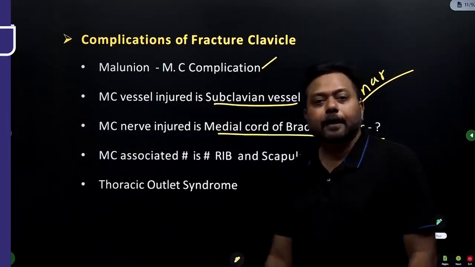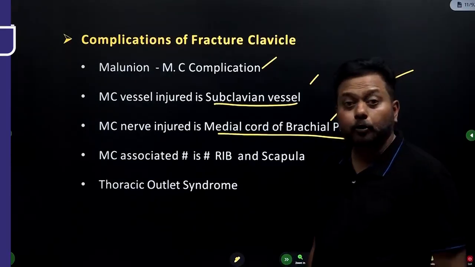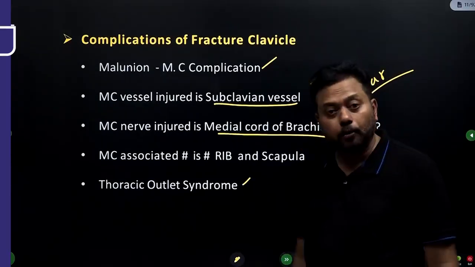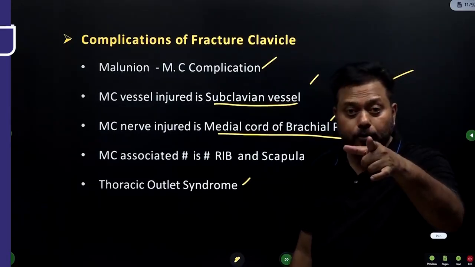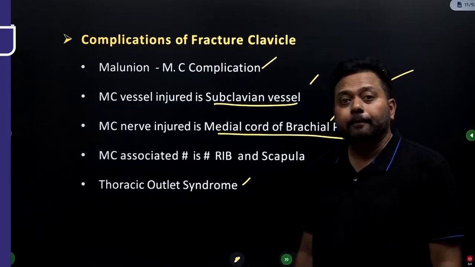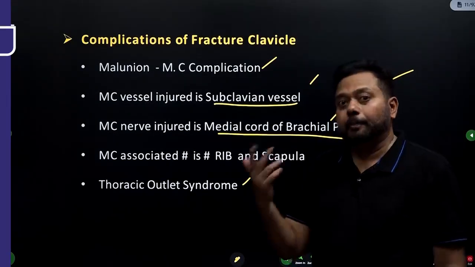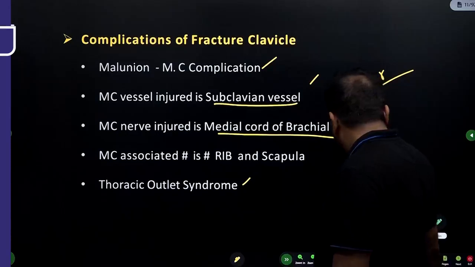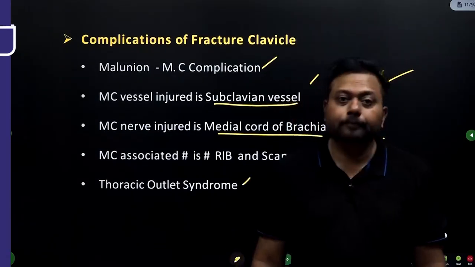A fracture clavicle, whether malunited, is an important cause for thoracic outlet syndrome. You all know thoracic outlet syndrome. We had studied cervical rib as an important cause. With your cervical rib, you should add fracture clavicle which is malunited. To some extent, we have completed the topic fracture clavicle.